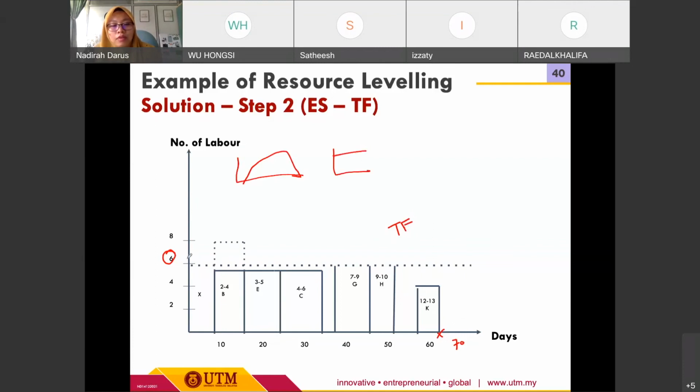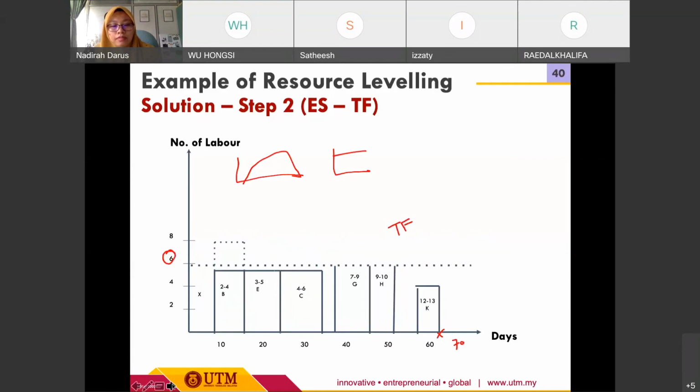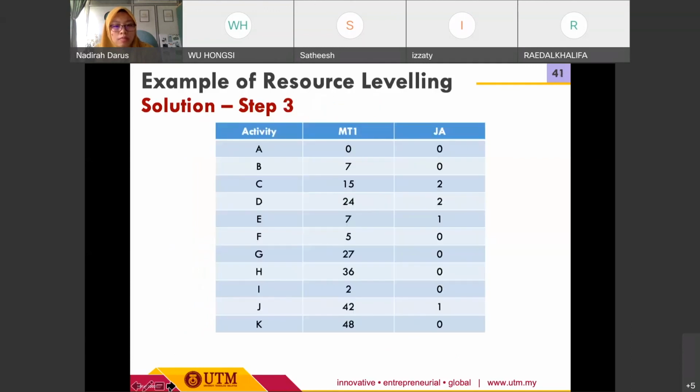Okay, for leveling, we want to level the resources because we try to avoid overlapping. Any overlapping of the resource usage, we try to do the leveling, so that we don't have any shortage of the labor requirement. All right. So I think that's the sample.